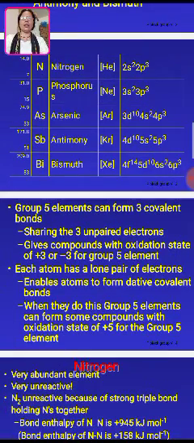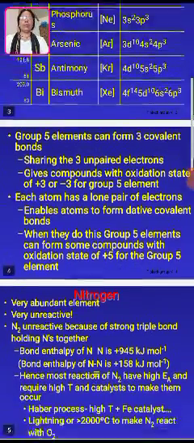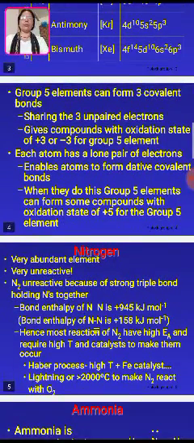As you have seen on the slide, ns2 np3 is the general electronic configuration of group 5. So a total of 5 electrons are there in the outermost shell. So +5 is the oxidation state they may carry, or sometimes +3 or -3 oxidation state may be stabilized. Group 5 elements can form 3 covalent bonds, first by sharing the 3 unpaired electrons present in the outermost p orbital, which gives compounds with the oxidation state +3 or -3.